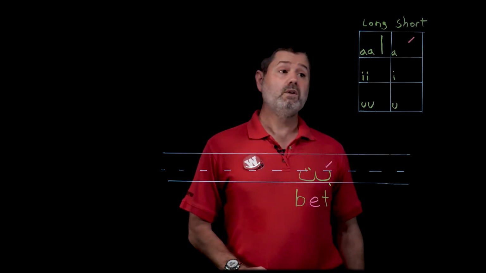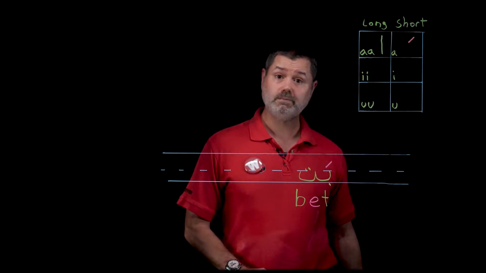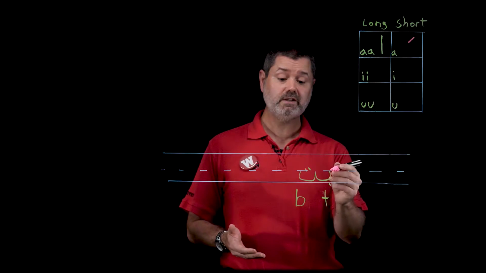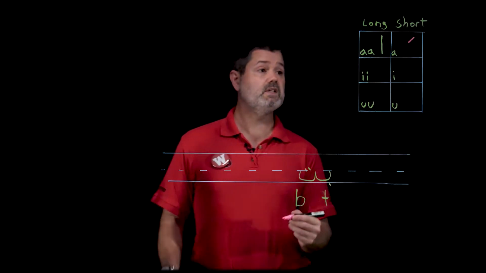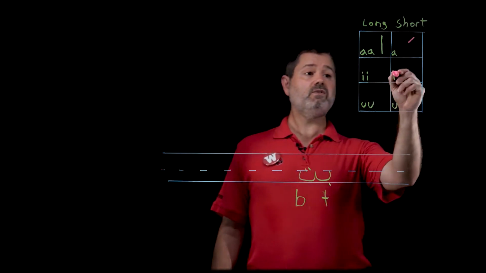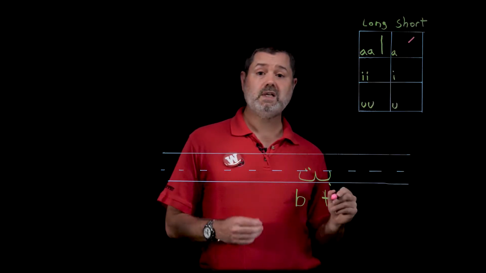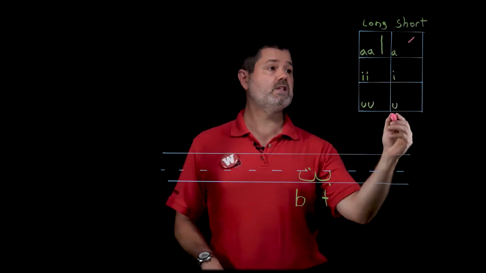Okay? Now let's look at our second short vowel. Okay, same two letters, but we need a vowel, obviously, because this is not a word. Now, this short vowel here is known as kasra. This one, the name of it is fatha.